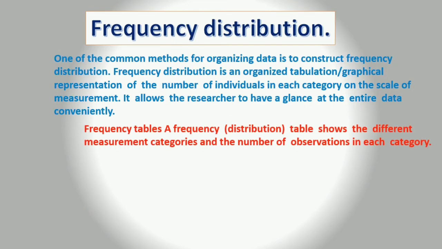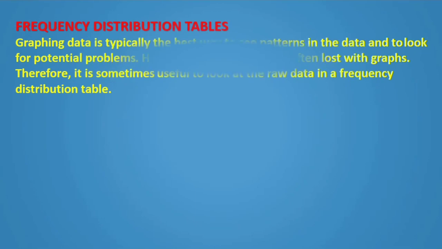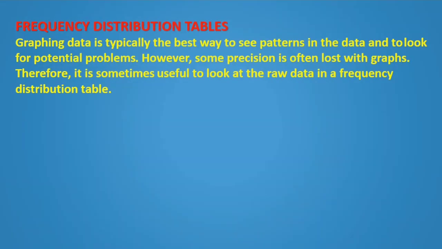So frequency distributions are used in statistics. Graphing data is typically the best way to see the patterns in the data and to look for potential problems. However, some precision is often lost with graphs. Therefore, it is sometimes useful to look at the raw data in a frequency distribution table.